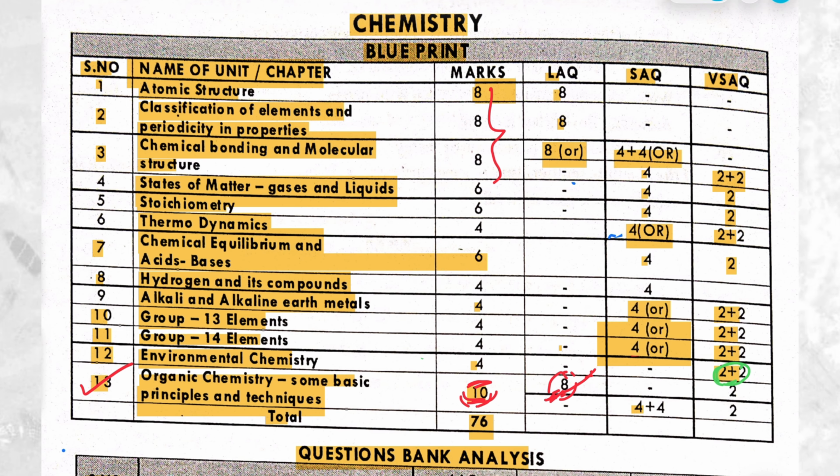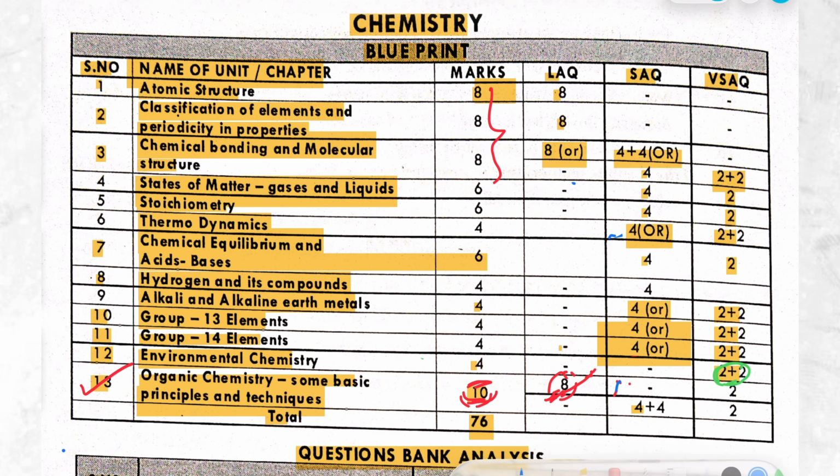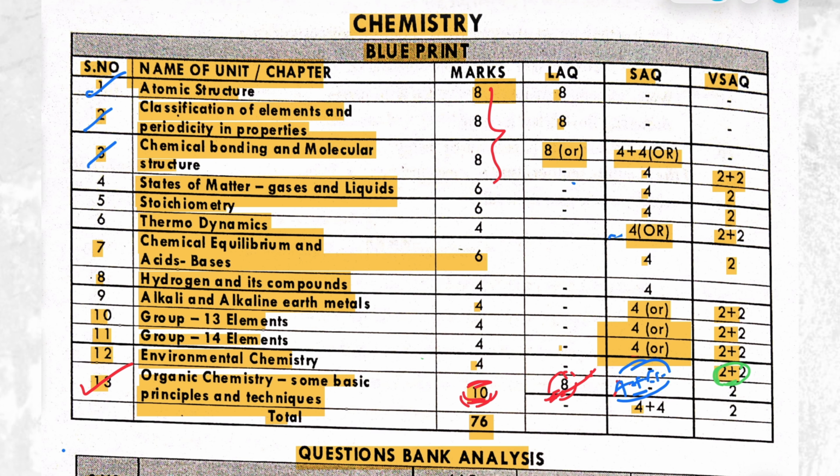And sometimes this is very important. They are asking 4 plus 4, like this. 4 plus 4, 2 SAQs they are going to ask you. Whenever you get 3 LAQs from the first three topics, then automatically from organic chemistry you won't get an LAQ, you will get SAQs. This is the logic here.